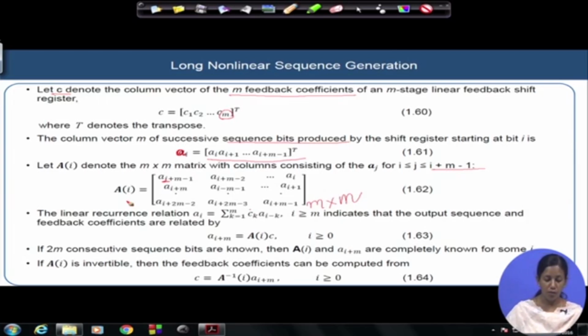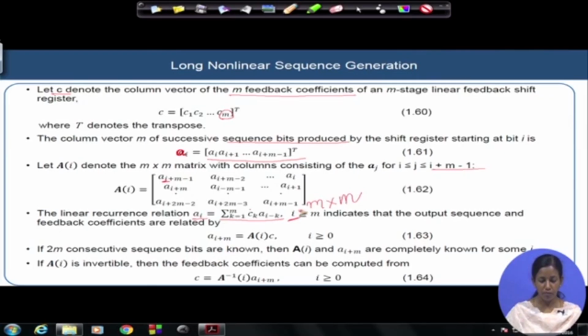We understand, and please recall, that the output has a linear recurrence relation given by this, where the clock pulse value is greater than or equal to the stage number small m. Following this recurrence relation, we can also write that any a_{i+m} value will be a_i multiplied by c. This c is the feedback coefficients vector, and multiplied by the feedback coefficients, you will get the value of the a_{i+m} stage at the output.